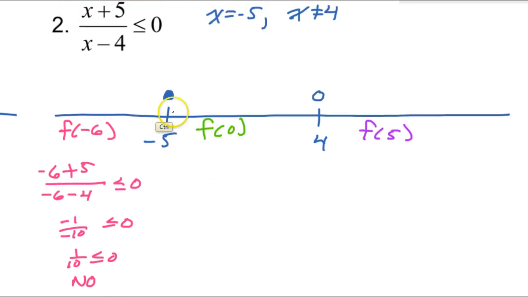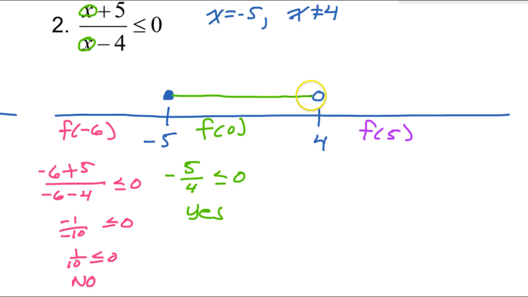Next, I'm going to check 0. If I put 0 here and here, that's going to give me -5/4. And the question is, is that less than or equal to 0? Well, yes it is. It's a negative number. That means that I will have solutions in this interval.